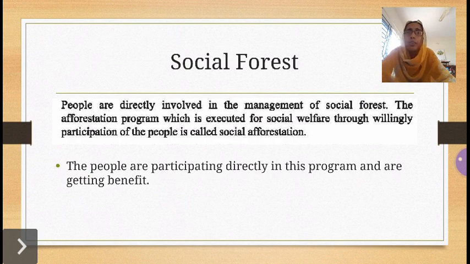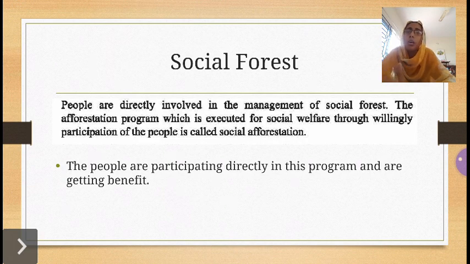Cooperative-based programs are being operated regarding tree plantation and maintenance. These cooperative programs control this type of forest. How? People who are members of this cooperative system and directly involved in this program actually plant these trees, and they have the duty of proper maintenance of these trees.